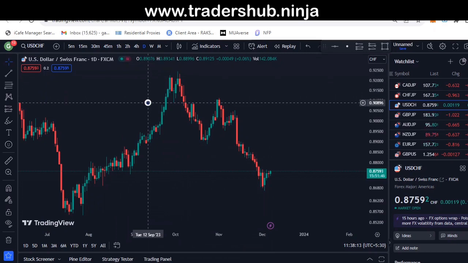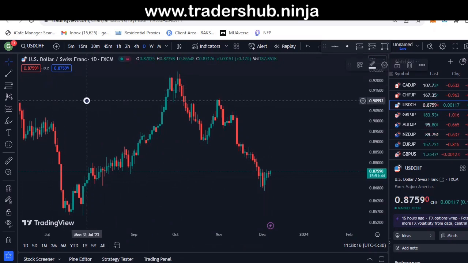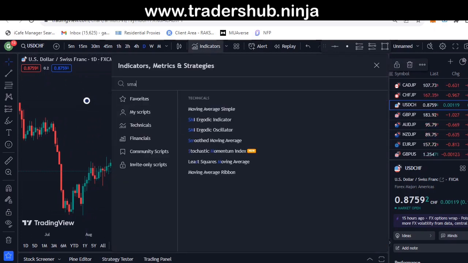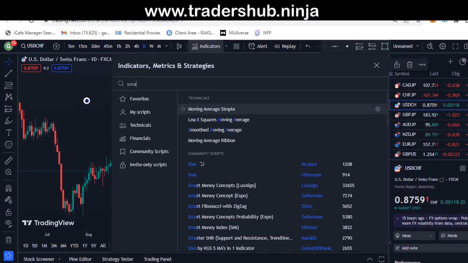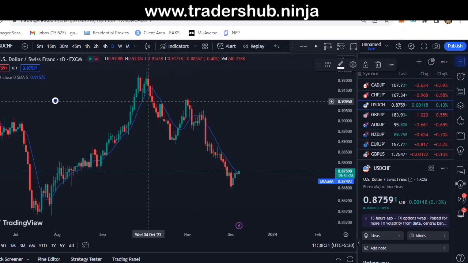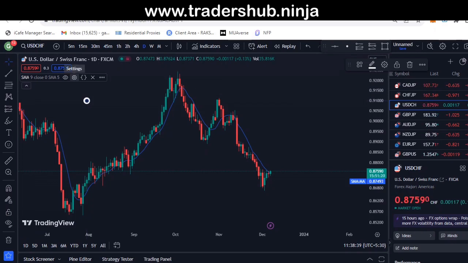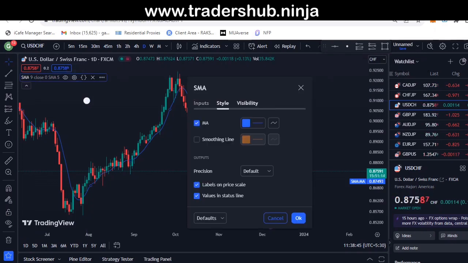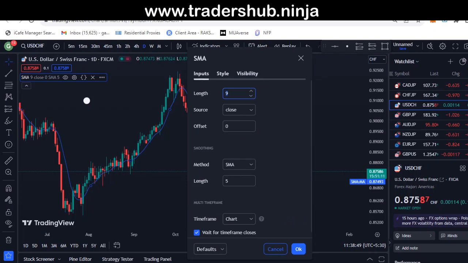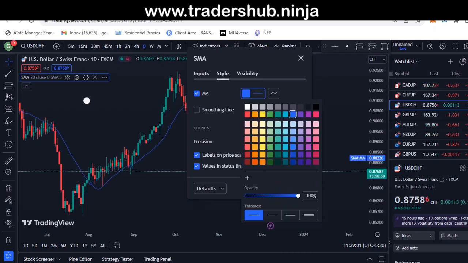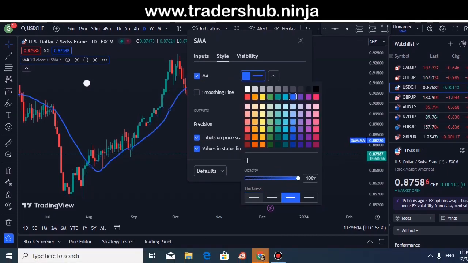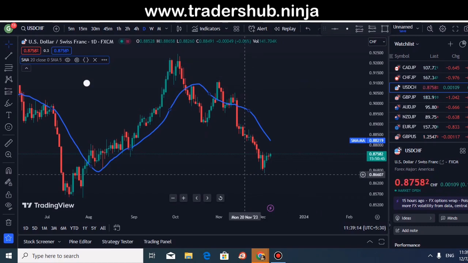Looking at the chart, this one is a USD CHF day chart. At the top, the indicator option is available. I just click the indicator option and select the simple moving average. Moving average simple here. I just click the indicator, and then look here, indicator settings. I click the indicator settings, go to the input option, and change the length of the moving average to 20. Go to the style option and change the thickness and color. Now the 20 moving average is added to the chart.